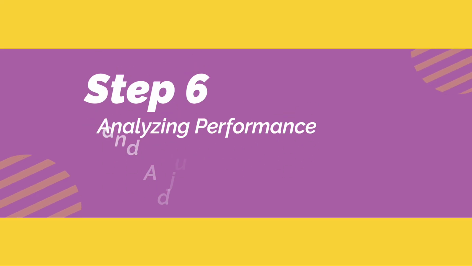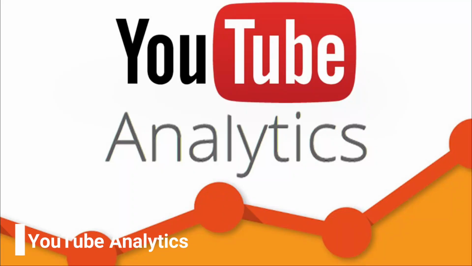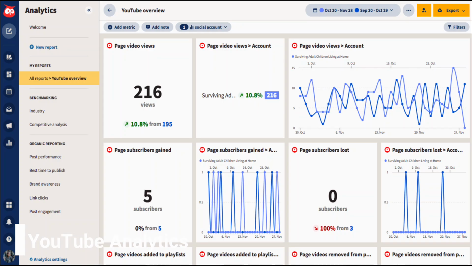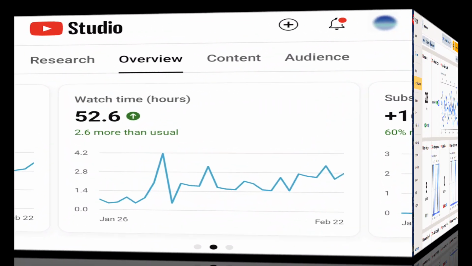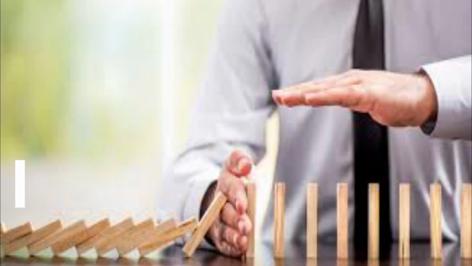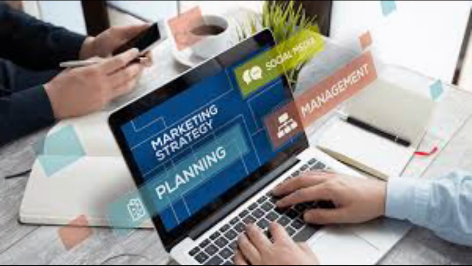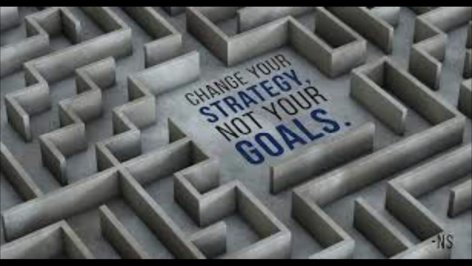Step 6. Analyzing performance and adjusting strategy. 1. YouTube Analytics. Use YouTube Analytics to track your channel's performance. Pay attention to metrics like watch time, audience retention, and click-through rate. 2. Adjust your strategy. Based on your analytics, adjust your content strategy to better meet your audience's preferences. Experiment with different video formats, lengths, and styles to see what resonates best.